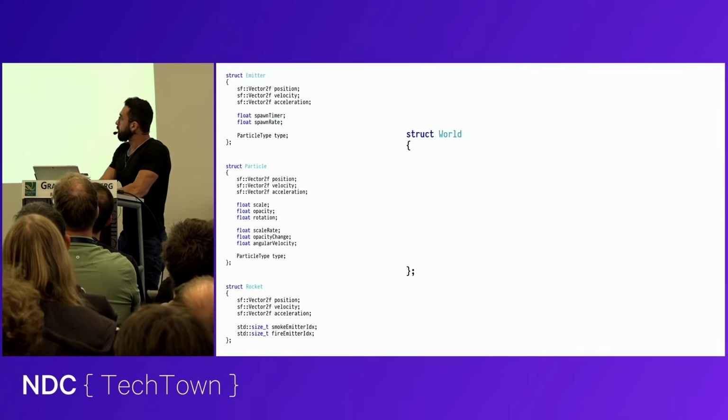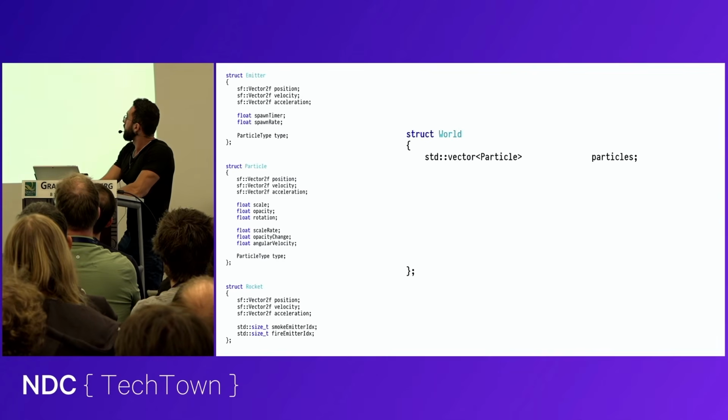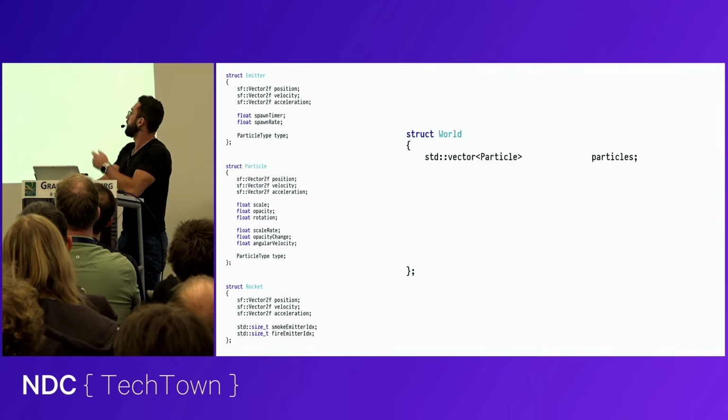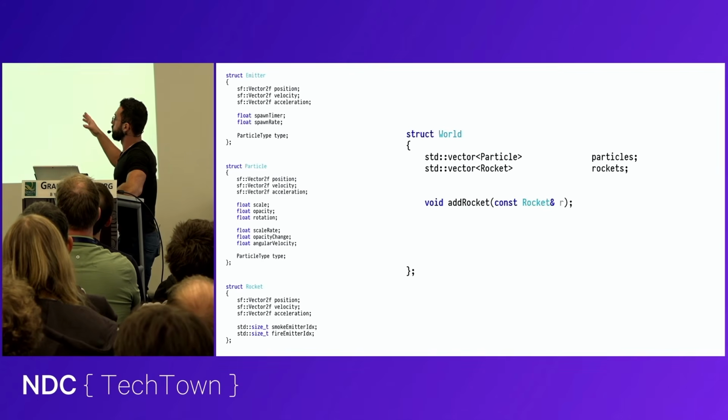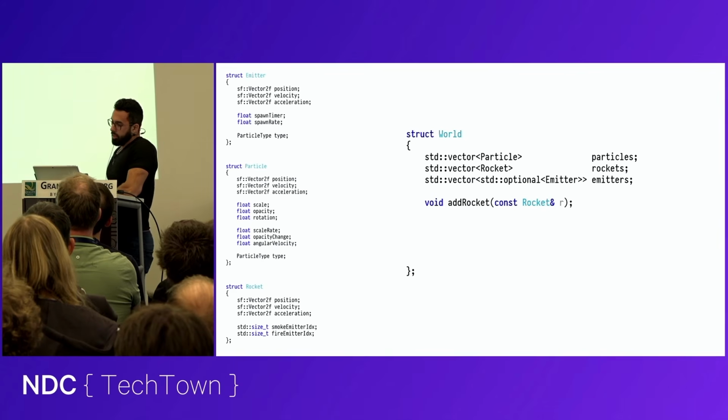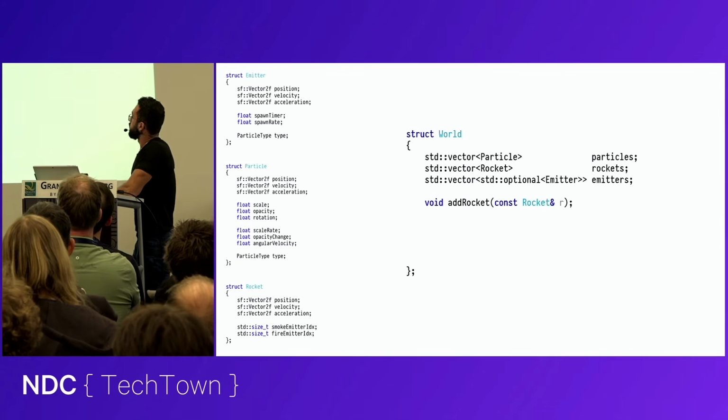Okay, so let's see how the world changes. We're going to have a vector of particles, very flat and contiguous storage for our particles. We're going to have a vector of rockets and an associated add rocket function that ends up doing the wiring between the rockets and the emitters. And then we're going to do this for our emitters, which is quite interesting.